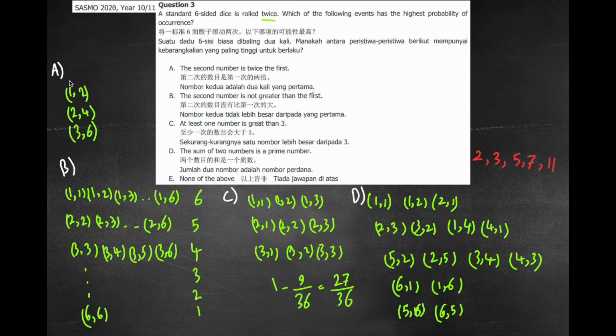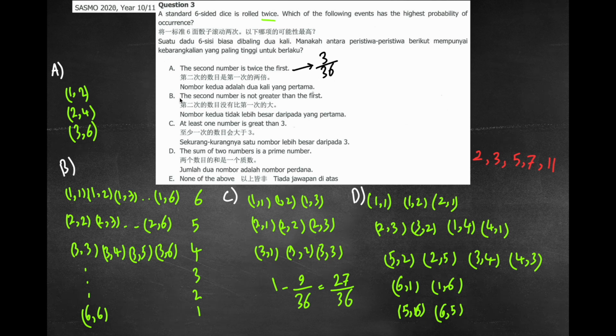However, if it makes it easier for you to understand, I suggest you draw a 6 by 6 table and write down all the possible outcomes of these events. So let's start with answer choice A, which says the second number is twice the first. There are only 3 outcomes: 1 followed by 2, 2 followed by 4, and 3 followed by 6. So it matches the description. That means the probability of this happening is 3 over 36, which is my sample size.